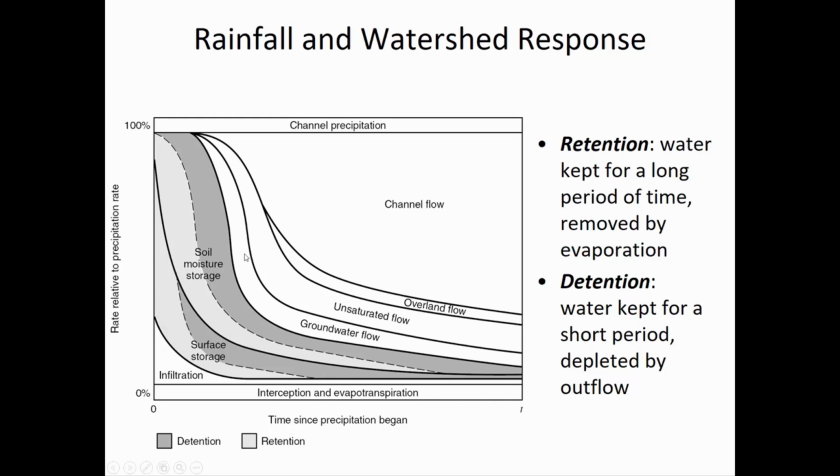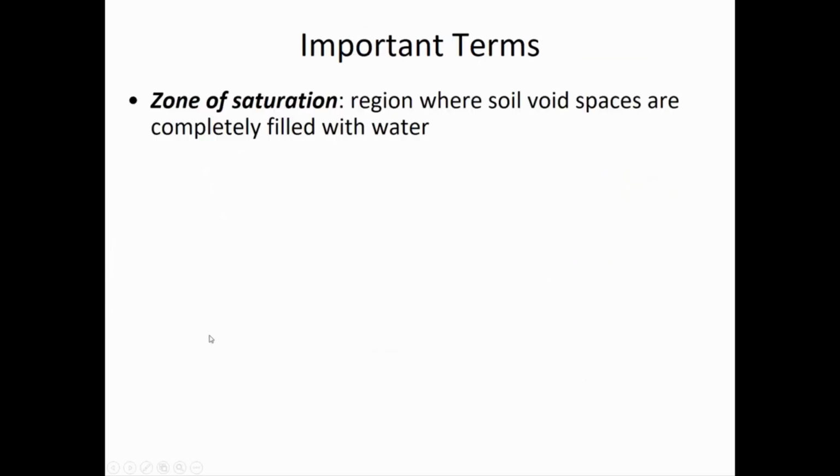Now the rest of these trends, we can also be aware of the fact that the amount of surface storage is also going to be declining as all of the ponds and the puddles get filled up during a rainfall event. Then the amount of available storage to accept additional water is also decreasing.